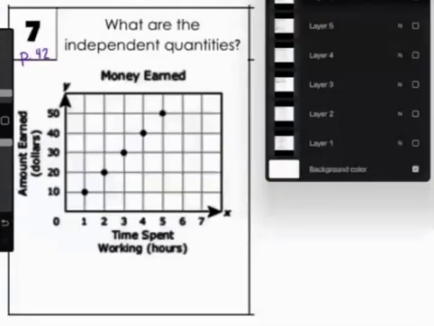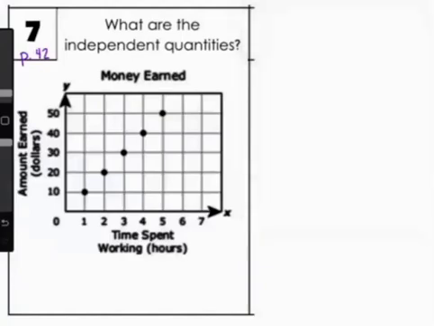Our next problem is asking about the independent quantities, and you can find independent and dependent on page 42 in your notebook. This has some dots here. So you see these dots that are graphed, but when they're talking about independent and dependent quantities, we do not care about those dots. Remember that I taught you to draw something on the graph. So if I take my y-axis over here, I can make a capital D for dependent. And then on the x-axis, I can make a capital I for independent.